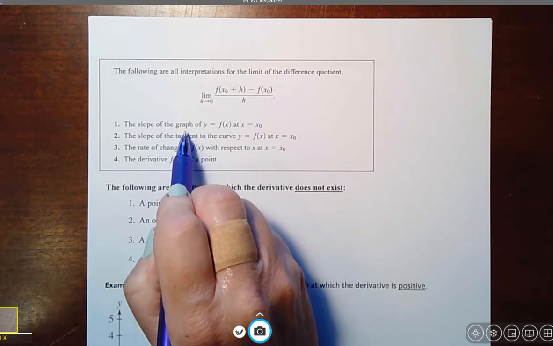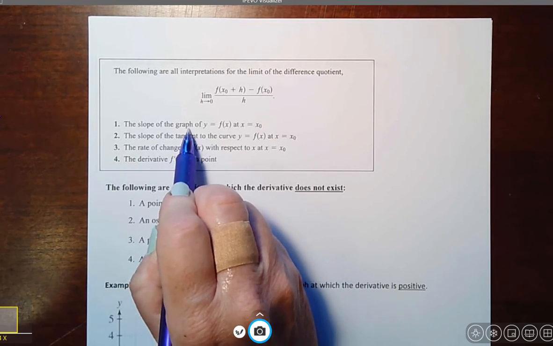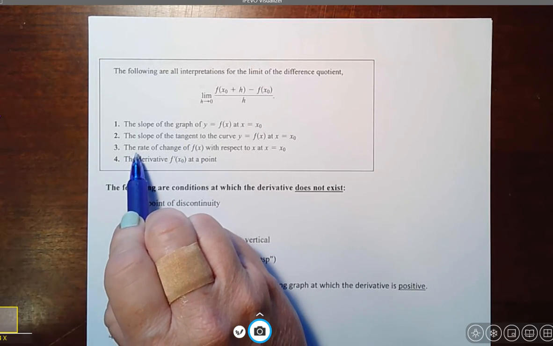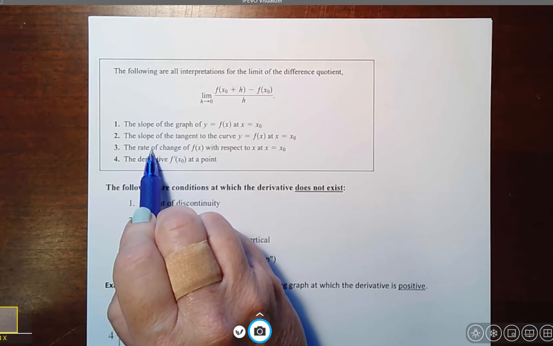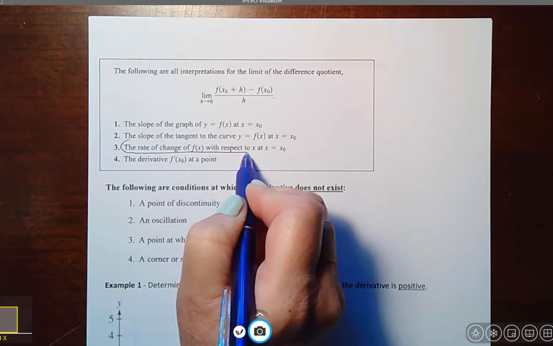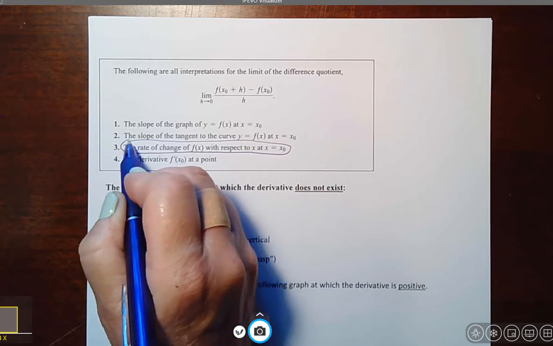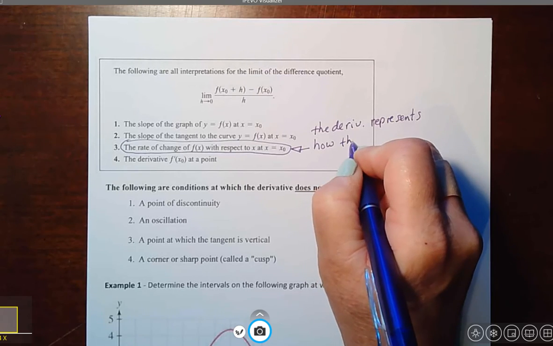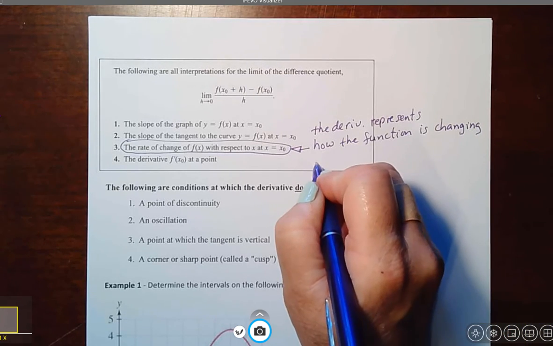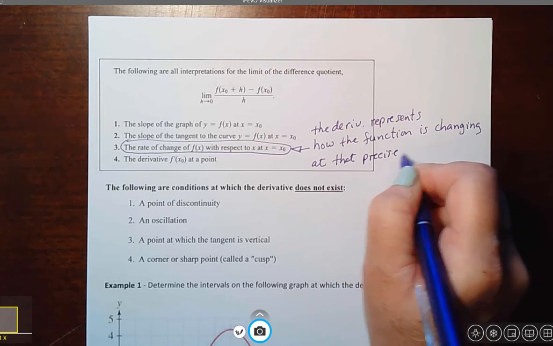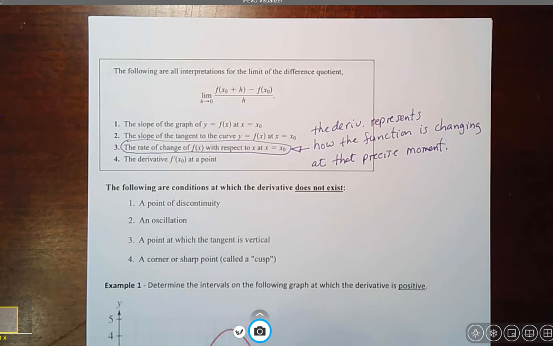It gives you the rate of change at that point, and that actually is what step 3 says, or number 3. It is the rate of change of f of x with respect to x at that point. So in other words, the derivative represents how the function is changing at that precise moment. There are a lot of applications.